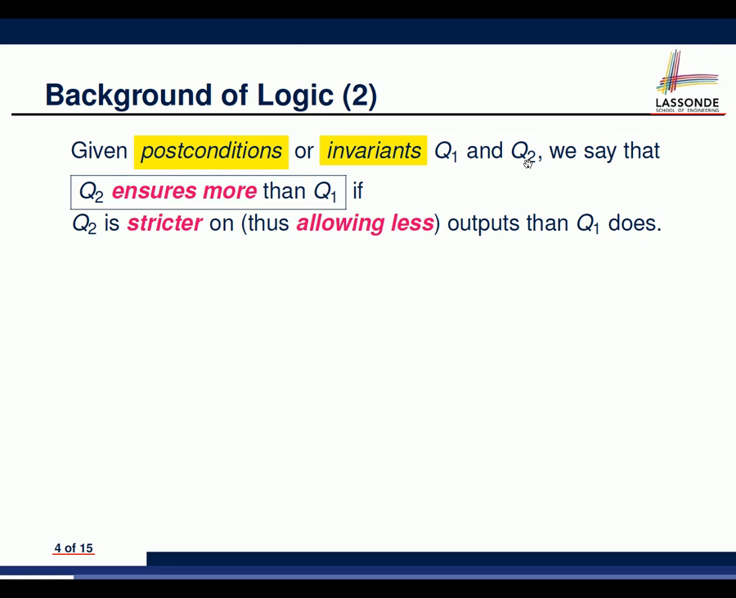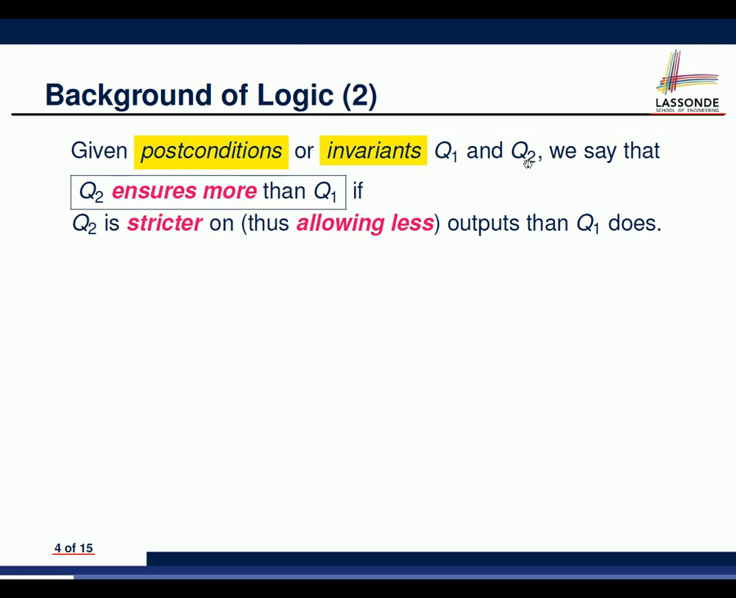Now, there's a very common misconception. When I say Q2 ensures more than Q1, I'm not saying the corresponding set for Q2 is strictly larger than the set for Q1. That's not what I'm trying to say. It's the opposite. Think about it in this way. When I say Q2 ensures more, that means Q2 is somehow stricter. It has higher expectation on the output values. That means fewer output values can satisfy such higher expectation. That's what I meant.